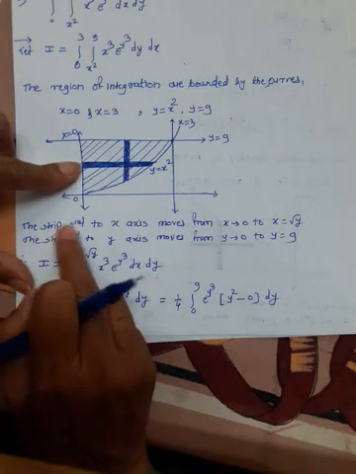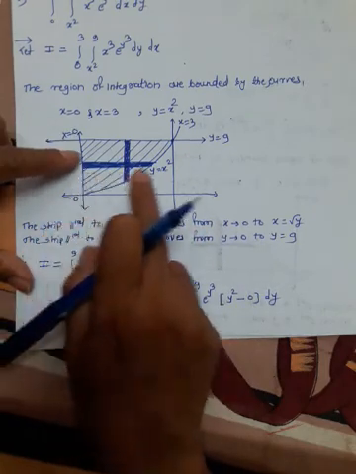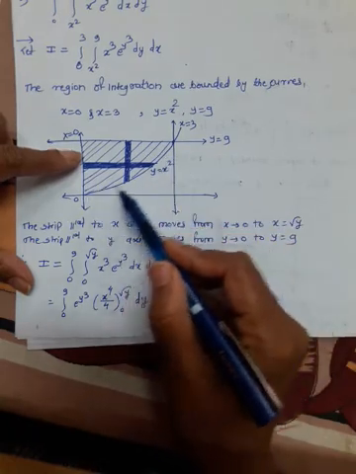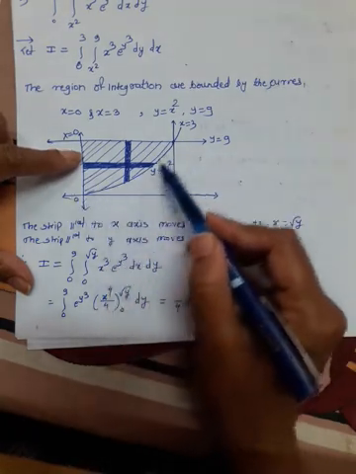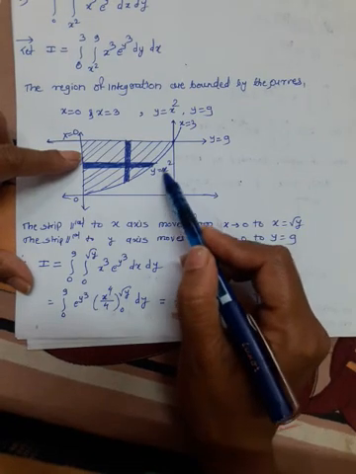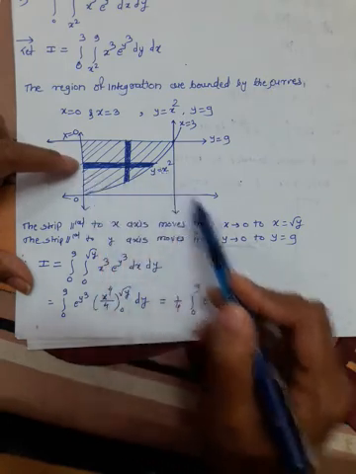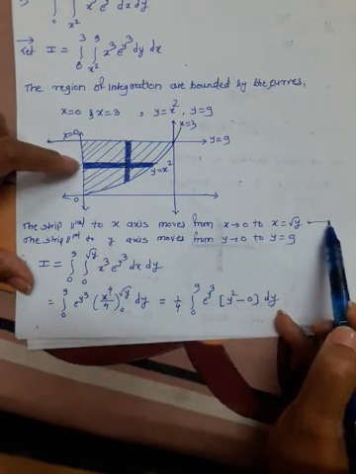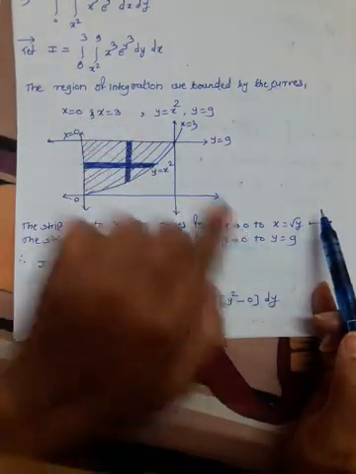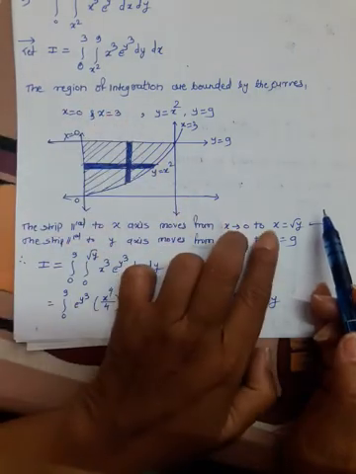That's why the strip parallel to the x axis moves from x is equal to 0 to an upper limit x, where this strip ends at this curve. The equation of the curve is x square is equal to y, which means the value of x is root y. Therefore x starts from 0 to root y. One variable, we get the limit in terms of the other; on changing the order, the constant one becomes variable.